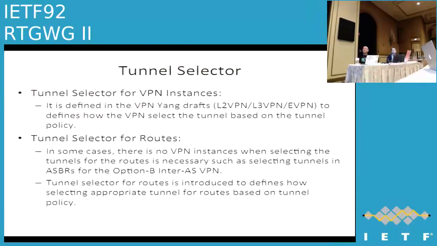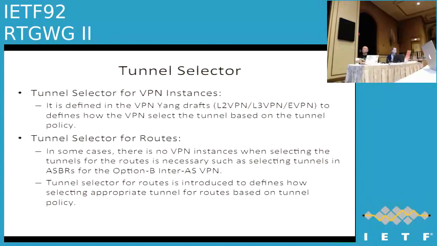There's no VPN instance, so it cannot use the tunnel selector for VPN instance. This use case, for example, is option B inter-AS VPN, because this is in the ASBR, so that only has a VPN v4 route, but there's no VPN instance. But even here, we want to specify to choose the appropriate tunnel to transfer the traffic from one ASBR to another ASBR. So it has to introduce the tunnel selector for VPN route.